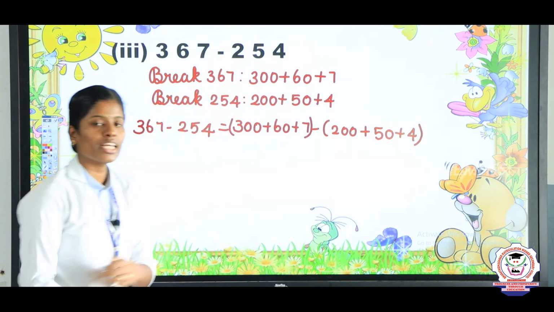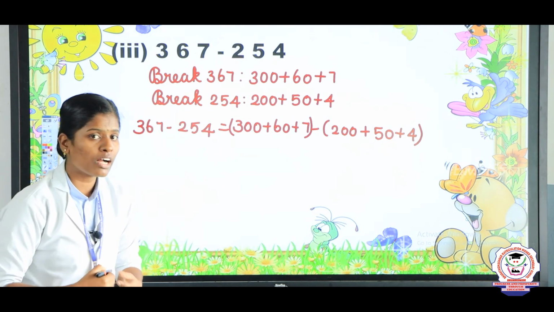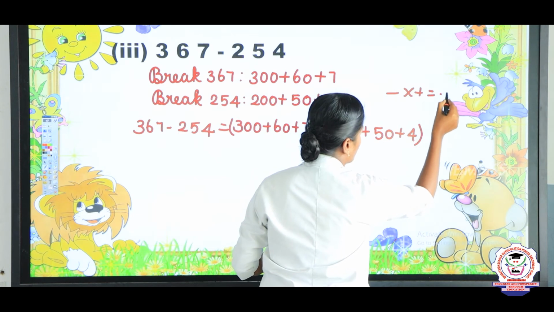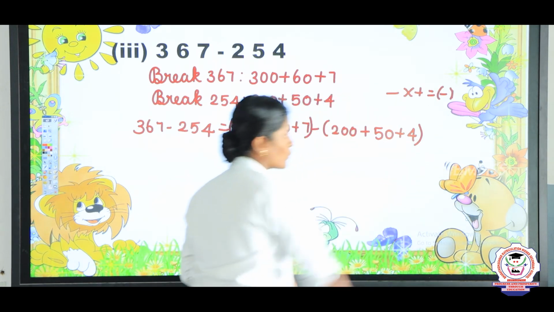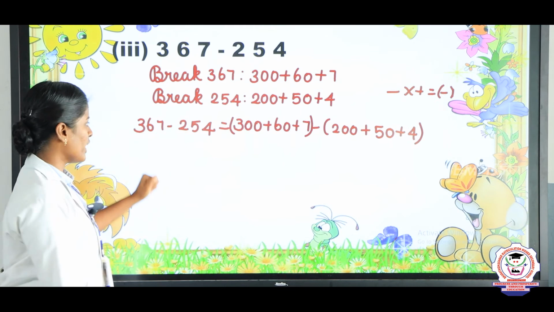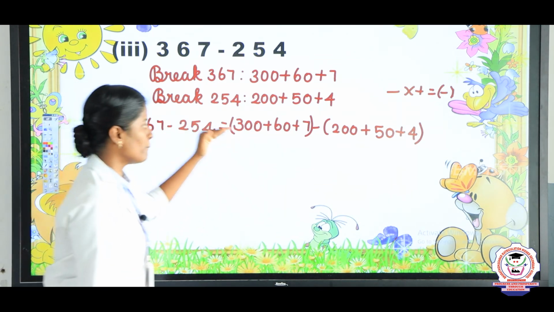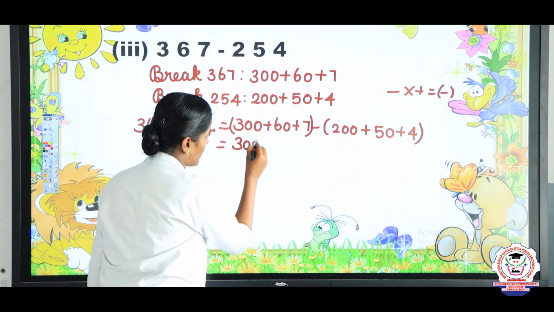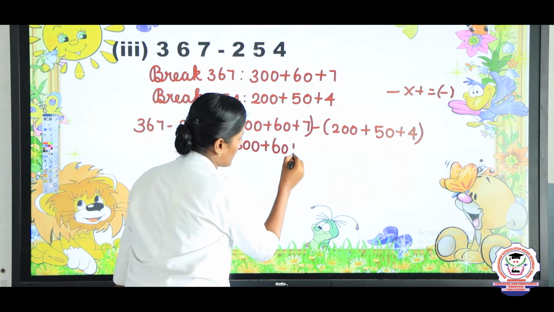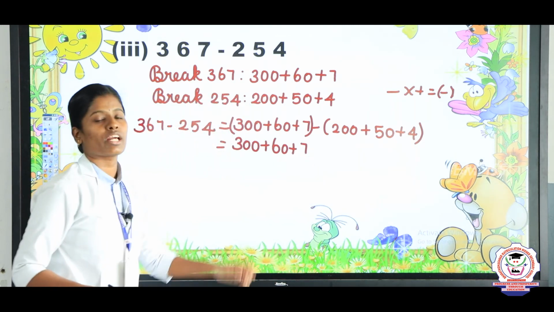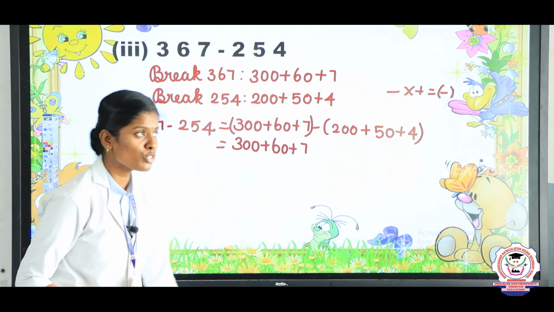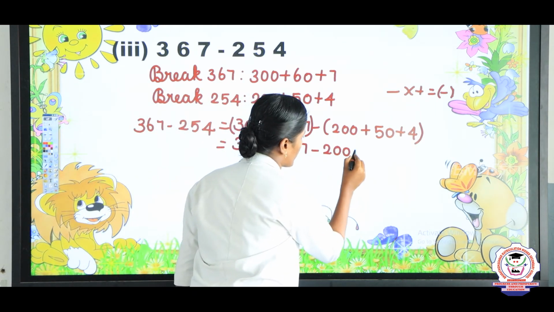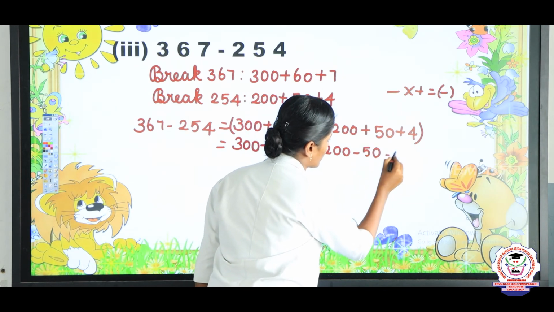Now listen children, here we will use one formula. What is that formula? The formula is minus into plus equal to minus. Now you take 300 plus 60 plus 7. Now you take a minus into plus. What is the answer? The answer is minus 200 minus 50 minus 4.